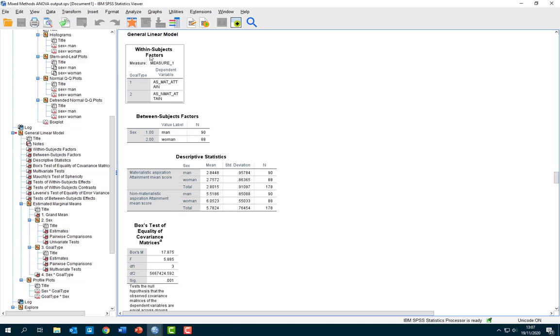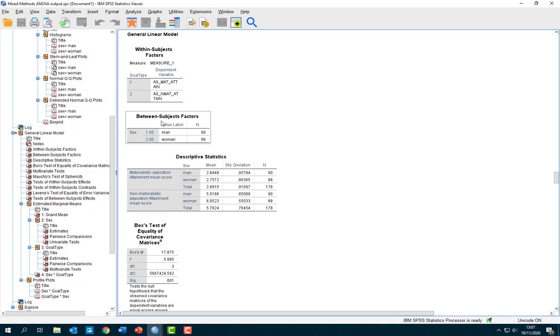Okay, so the first box is called the within subjects factor, and what we're going to double check is that we've set up our repeated measures independent variable in a way that we understand. So we've got in our first level of goal type the materialistic goals, and the second goal type here, number two, is the non-materialistic. We've got to remember that when we're interpreting our output, and that's because of the way that our data set is set up and the way we ran the analysis. We had to tell SPSS what our within subjects measure was, and so that's what we've labeled it as.